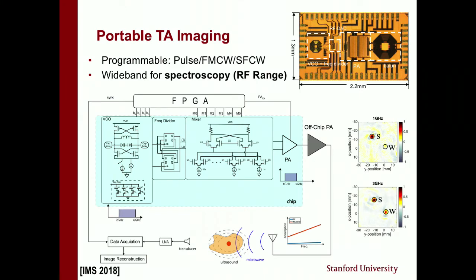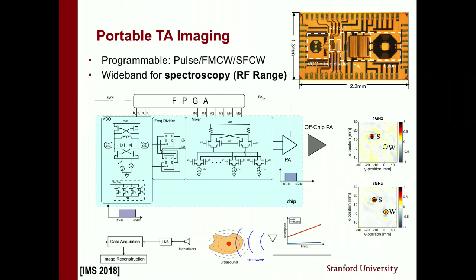The chip essentially has all the features built in. We can do pulse-based, FMCW and SFCW imaging modality, and it has an oscillator, a mixer, a modulator, and a PA. The PA in silicon provides about 25 dBm of output power. Then it goes to a gallium nitride PA to give you the larger peak power required for our application. And the whole thing is from 1 gigahertz to 3 gigahertz. So we're providing a broadband system potentially to do spectroscopy measurements on the RF side.